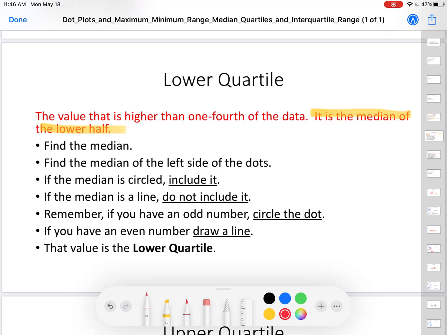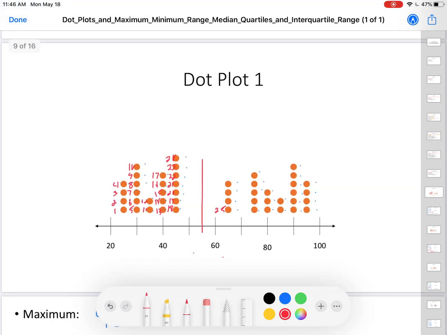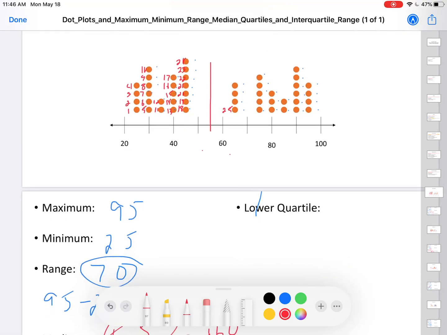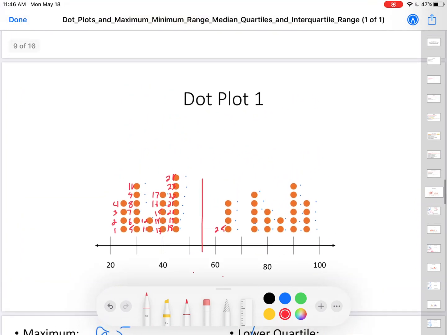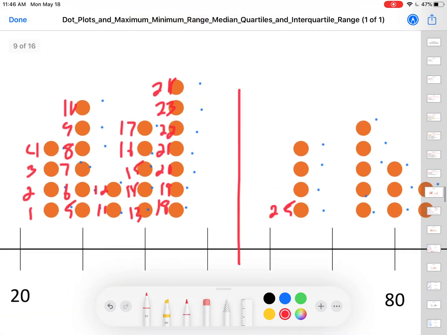Okay, let's get to it. Here's dot plot number 1. Here's the lower half. It has 24 dots. 24 is an even number, so I will do 24 divided by 2 is 12. I want the 12th and 13th dots. Here's the 12th dot, here's the 13th dot. I'm going to draw the line right between them. Right there is the lower quartile.